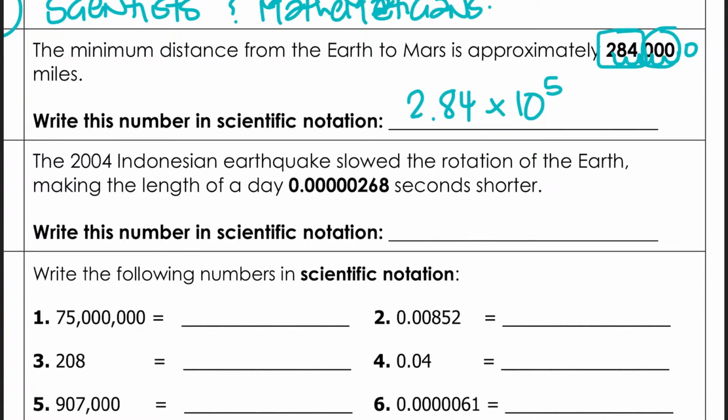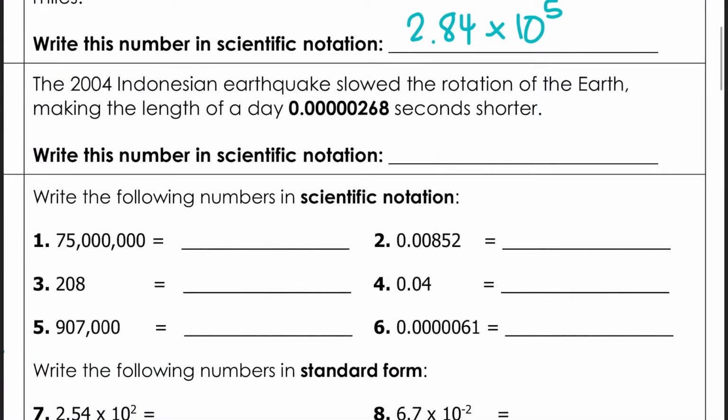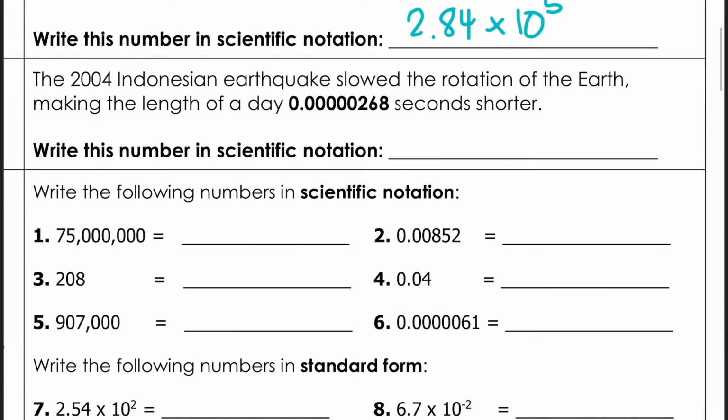Okay. Let's look at the second one. The 2004 Indonesian earthquake slowed the rotation of the Earth, making the length of a day 0.000000268 seconds shorter. So we're going to write this in scientific notation. Where would I place the decimal in order for it to be a number between 1 and 10? I would place it right here between the 2 and the 6.